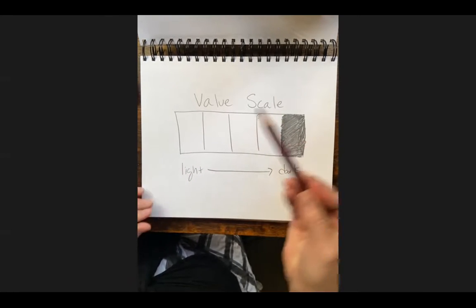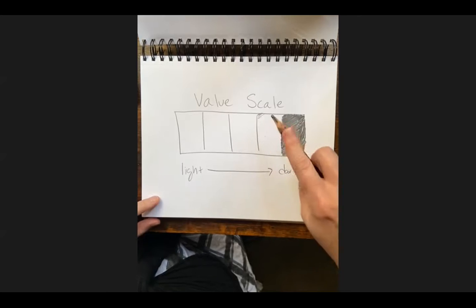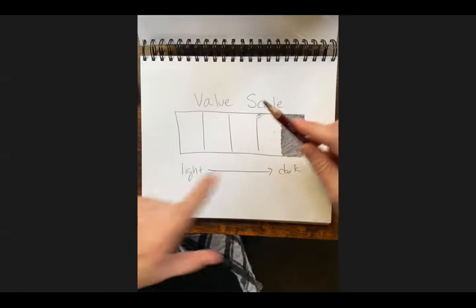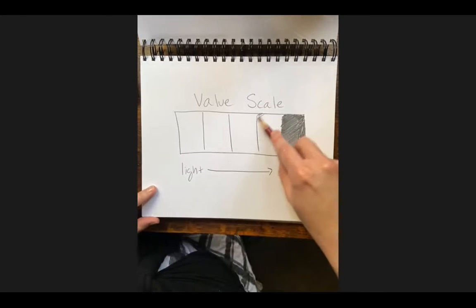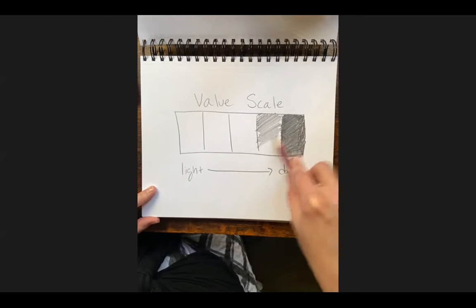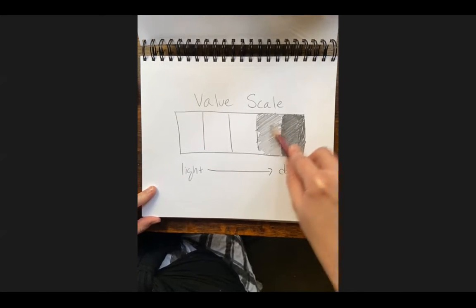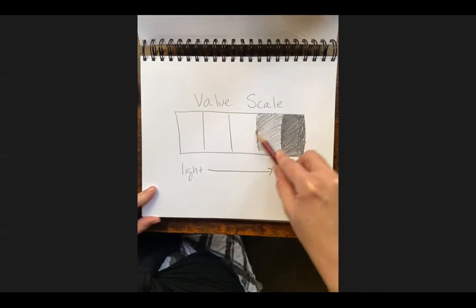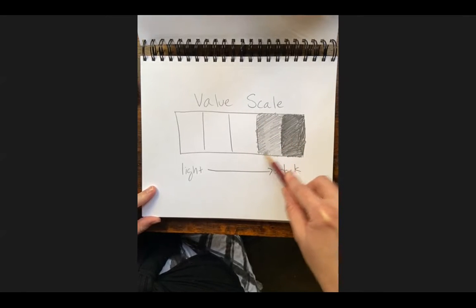I'm going to release the pressure a little bit and put my finger down here, turn my pencil on its side, and create pressure going across. Not too much pressure because I want it to be lighter than the previous rectangle. But I definitely want to see a difference between the two.